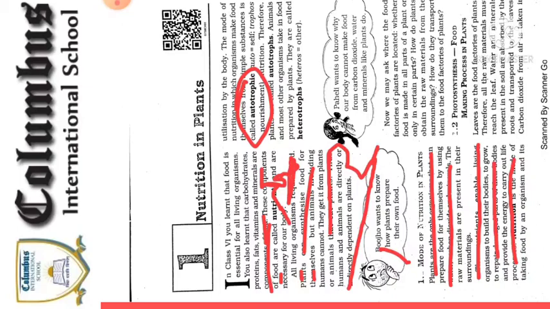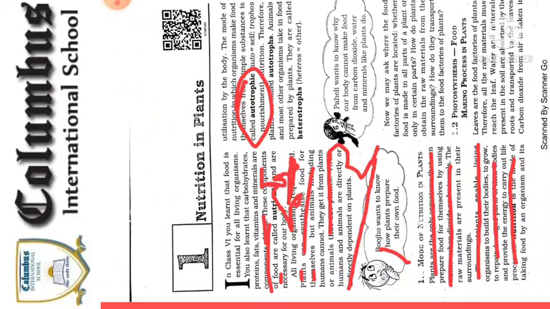But humans and animals are not autotrophs because they cannot make their own food. They have to depend directly or indirectly on others. What can we call these types of living beings? Those living beings which depend on others are known as heterotrophs, because hetero means other and trophic means nutrition, so those that take nutrition from others are known as heterotrophs.